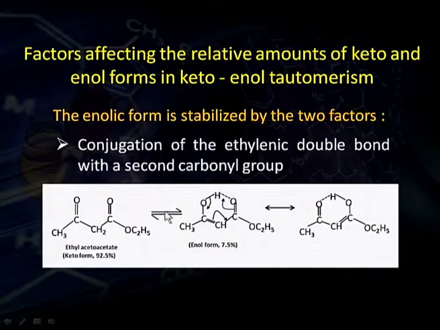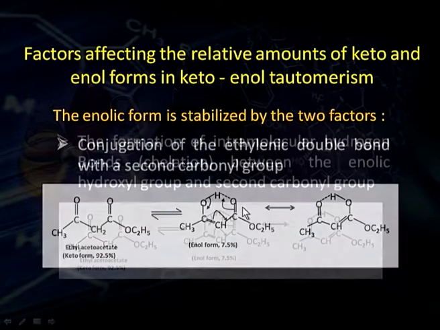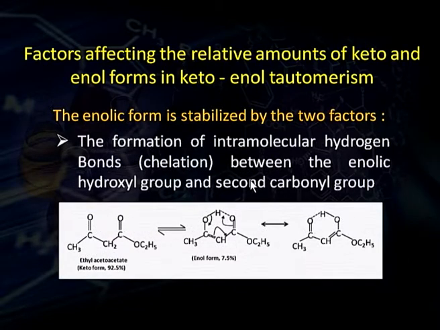But the enolic form is stabilized by two factors: conjugation of ethylenic double bond with the second carbonyl group, and the formation of intramolecular hydrogen bonds, chelation between the enolic hydroxyl group and the second carbonyl group. These two factors: one conjugation, another formation of intramolecular hydrogen bond.